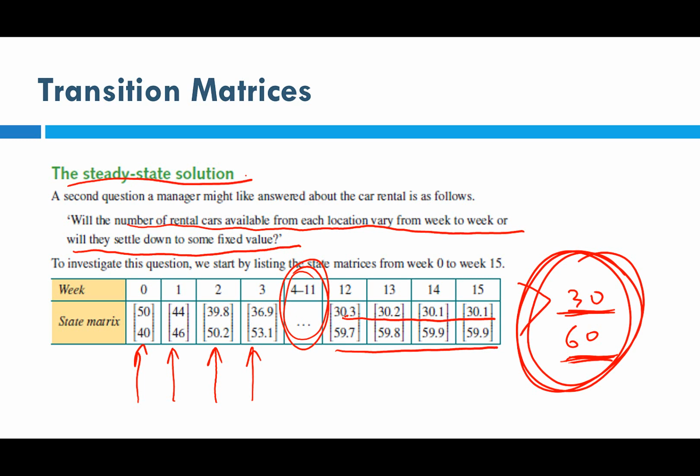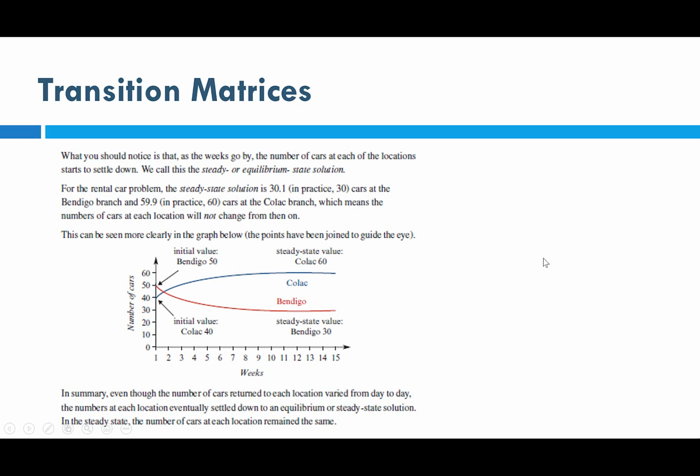So what's the point of this? How do you get to a steady state solution? We'll have a look at doing something like this. Here it shows you graphically the cars at Bendigo and cars at Colac in this graph. As the weeks go on, the number of cars at each location starts to settle down. You're not going to get a split 50-50, but it settles down to something called your steady state solution or equilibrium. For the rental car problem that we've been talking about, in practice, it's 30 cars at Bendigo and 60 cars in Colac, which means that's where the steady state solution will be.